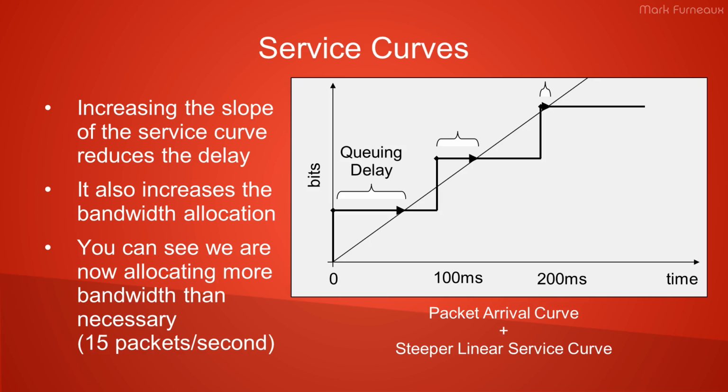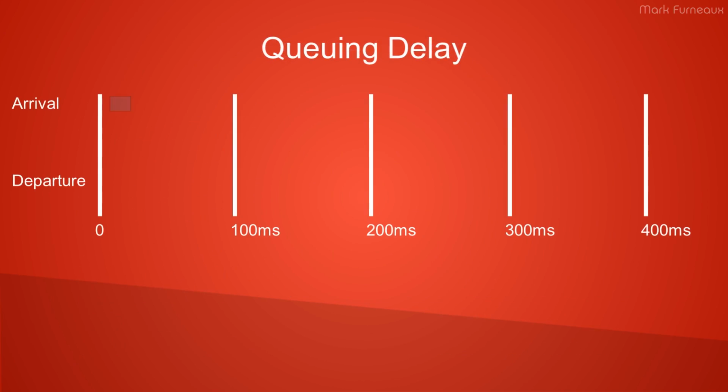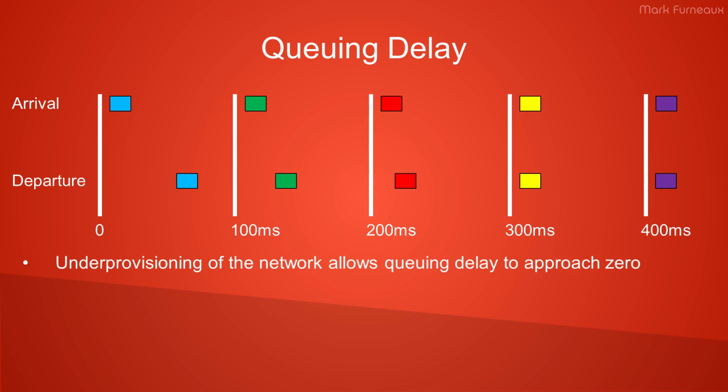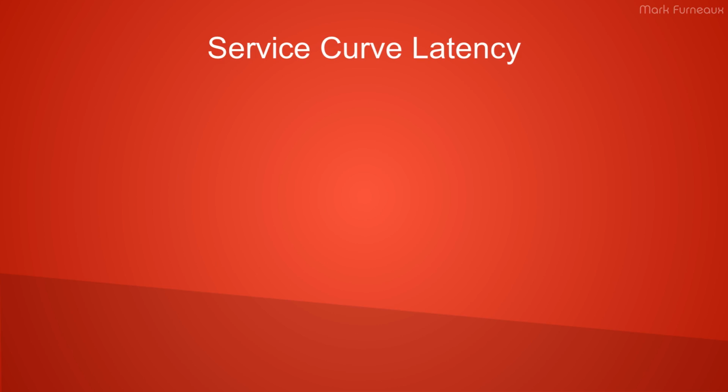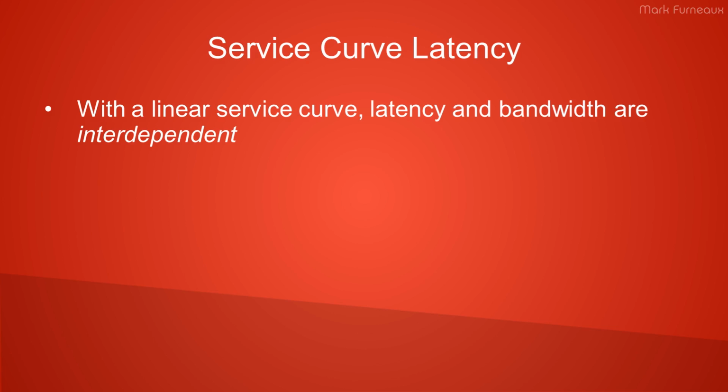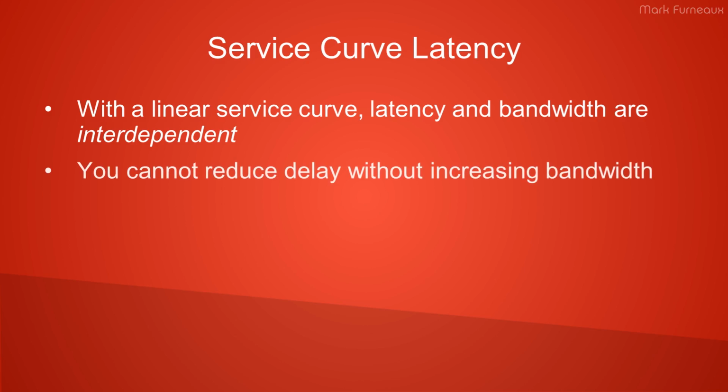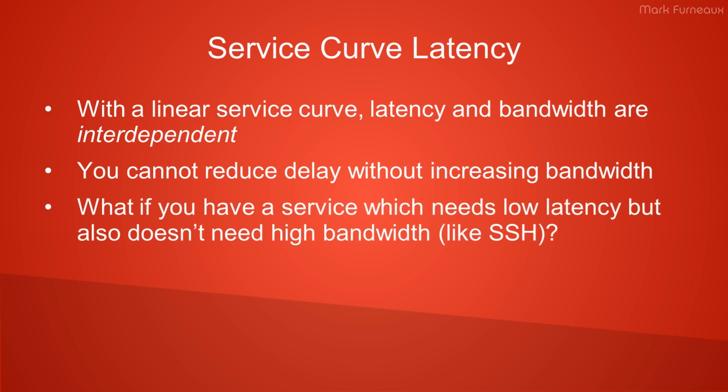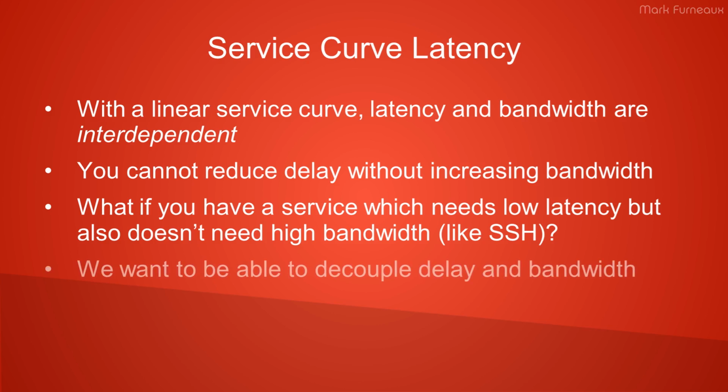But the packets aren't arriving that fast. And so we've allocated more bandwidth than we need, which therefore doesn't really allow us to provision our network very effectively. So if we graph that like we did previously, you'll notice that the queuing delay approaches 0. Now, of course, it doesn't actually reach 0, but just for this example, let's just say that it does. So the fundamental takeaway from this is that with a linear service curve, latency and bandwidth are interdependent on one another, i.e. you cannot reduce delay without also increasing bandwidth. Now, of course, you may say, well, what if I have a service that needs low latency but also doesn't need high bandwidth? Like, let's take SSH, for example. Ideally, we would want to somehow be able to decouple delay and bandwidth. And we can do this.